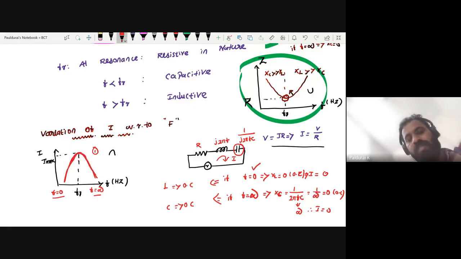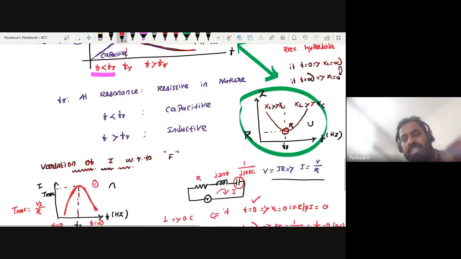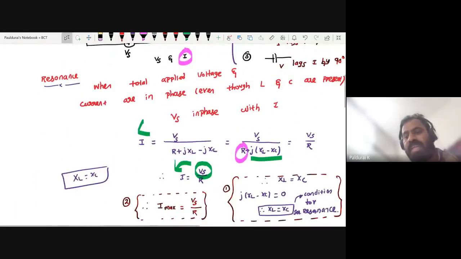So when will you get maximum current? At the resonant frequency, since your impedance is low, at that time you will get maximum current. So this is the variation of I with respect to frequency. Now this I max formula is Vs, the applied voltage, divided by only R, because XL equals XC.